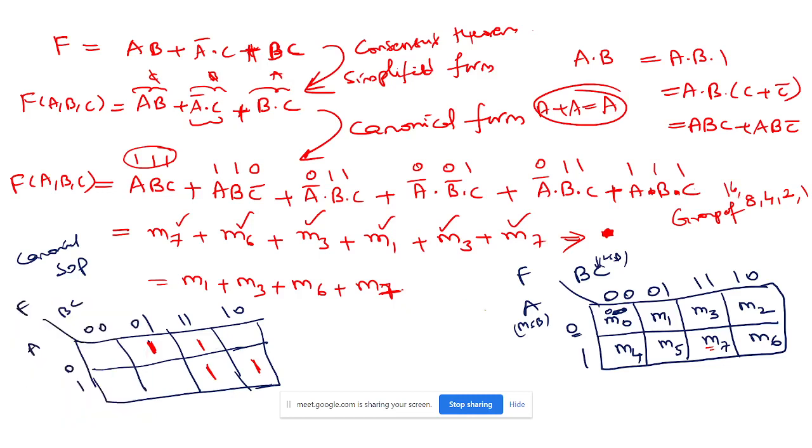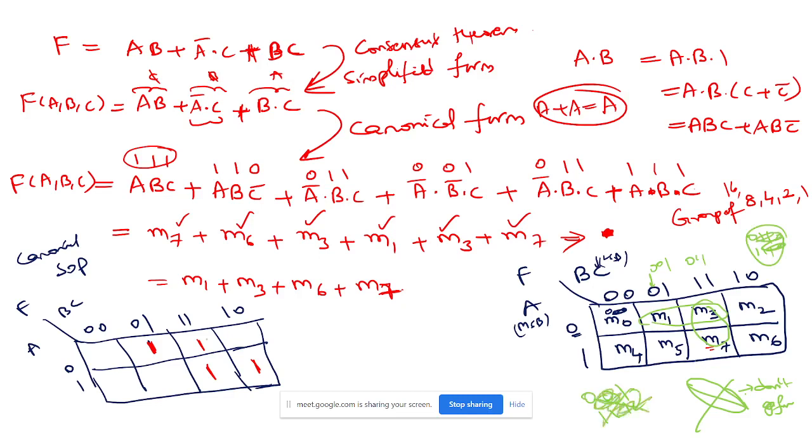What I can do is either horizontal grouping or vertical grouping, and no diagonal grouping is allowed, because they don't form a Gray code. As long as they form a Gray code, you can group. You see this: this is 001, this is 011. They form a Gray code. That's why I'm grouping M1 and M3. M3 and M7: M3 is 011, M7 is 111, so I can again form the grouping. But I cannot do M1 and M7. M1 is 001, M7 is 111. This is not a Gray code, so I cannot group it.